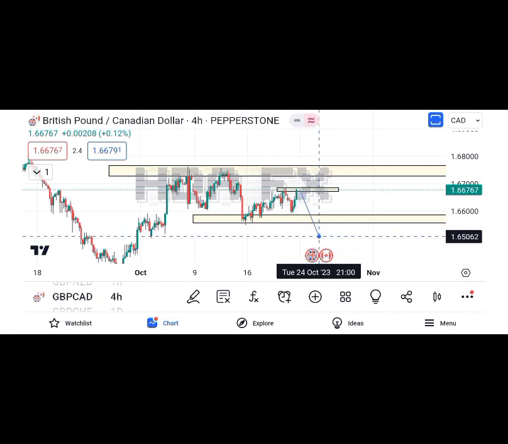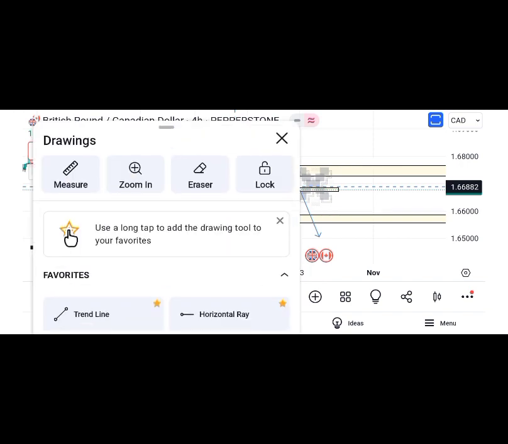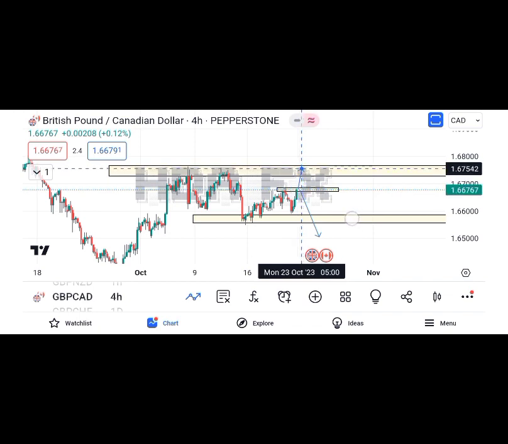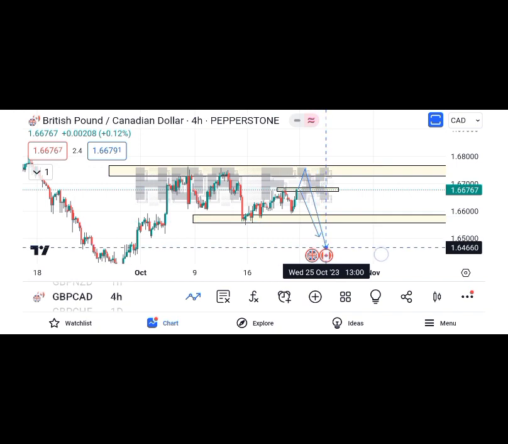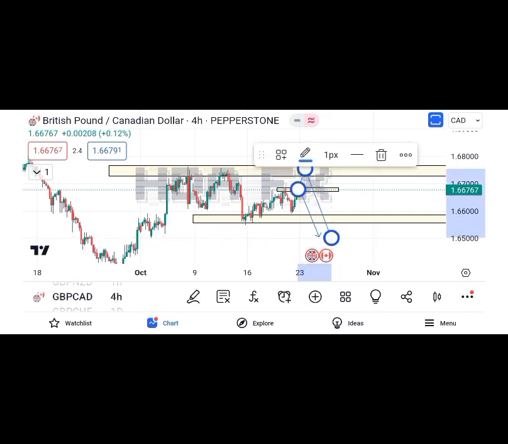Or from this side, maybe GBPAUD can break this zone here. Sorry, GBPAUD can break this particular zone and continue upward. So if GBPAUD gets to this point here, I want to see a selling confirming candle, then sell on GBPAUD. So this is my simple analysis on GBPAUD for this coming week.